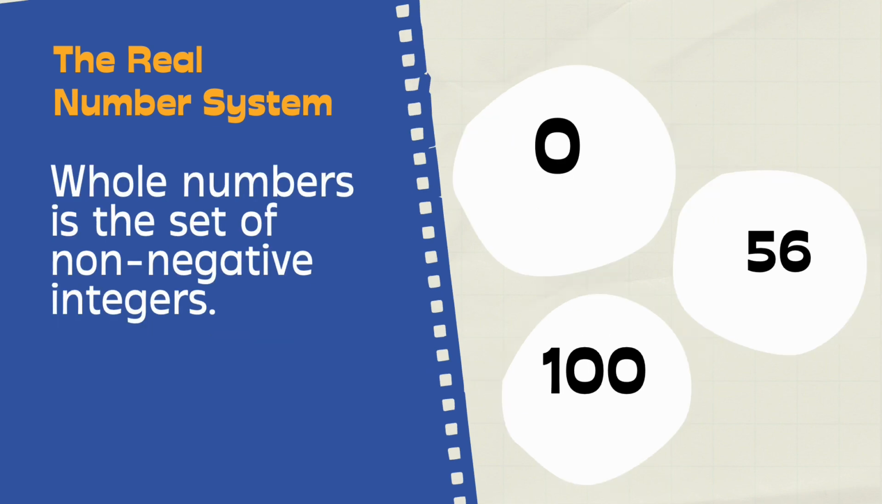This time, let's talk about whole numbers. In the set of natural numbers, if you add 0, then we have the whole numbers. Whole numbers is the set of non-negative integers. Here we have the following examples: 0, 56, and then 100.